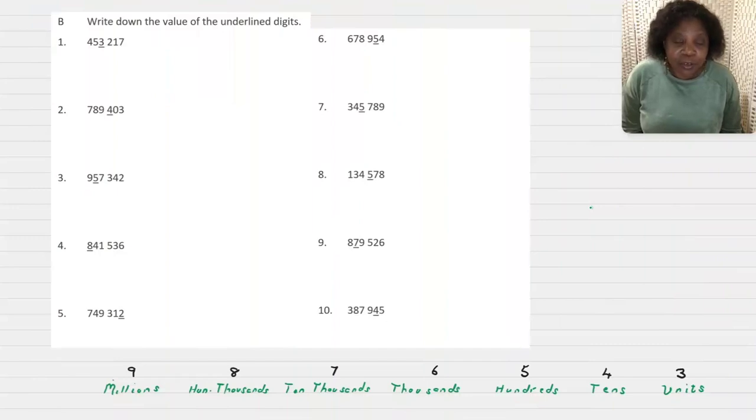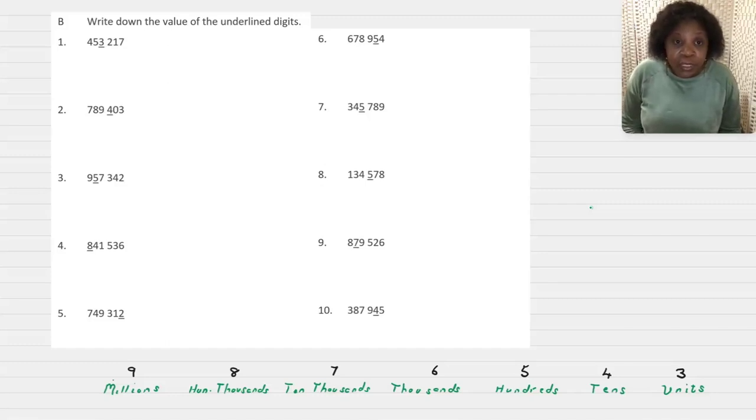Coming onto the screen, we've got questions for section B. As you can see, we've got 10 questions. Again, these questions are to do with numbers. Looking at the instruction for section B, we've got: write down the value of the underlined digits. So these questions are to do with numbers, and in particular place value.